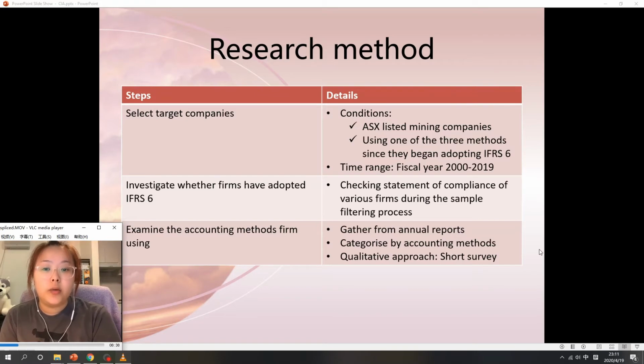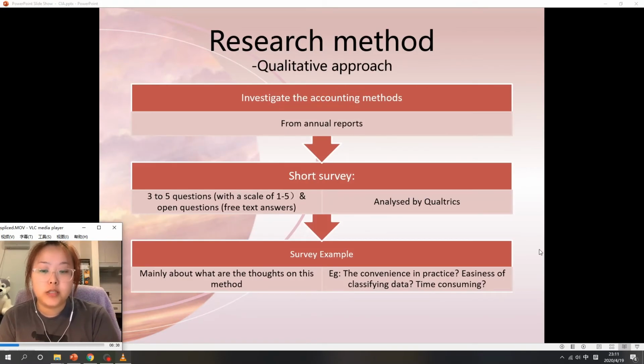A short survey will be conducted to find out the reason behind the decision. It will be a 3 to 5 short question survey with a mix of closed and open questions. This survey will use Qualtrics for analysis, and it is mainly about what their thoughts are on the method. For example, the convenience in practice, the ease of classifying data, and the time consumption.